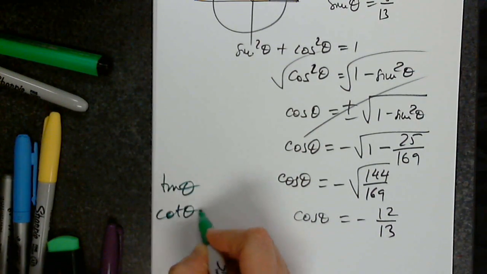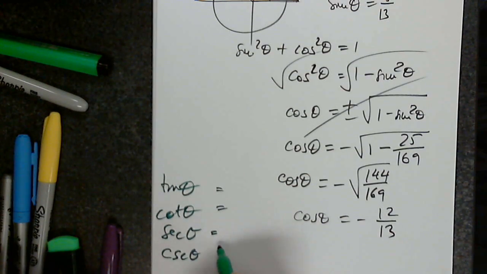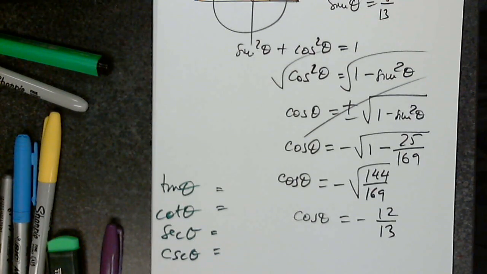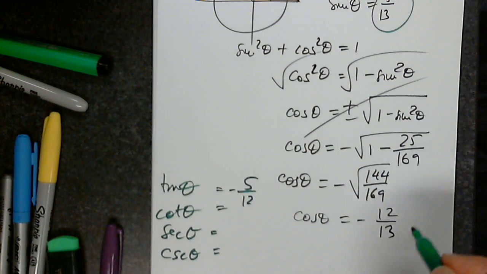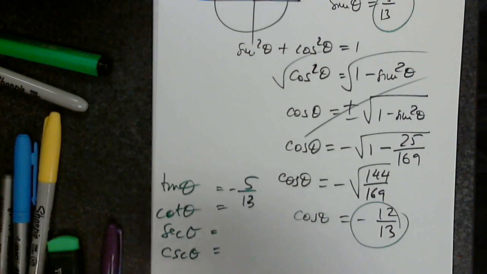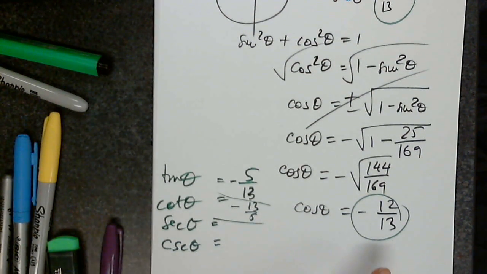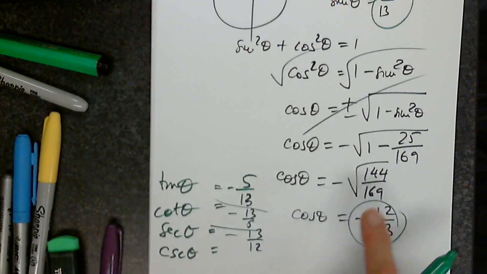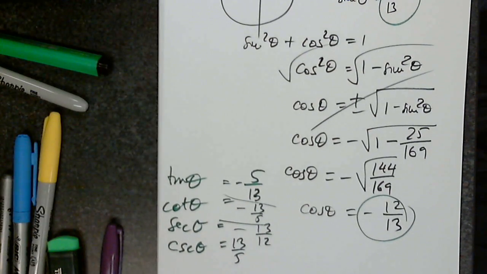Tangent, cotangent, secant, cosecant. Tangent. Five over 12, but minus. Yes. Negative 5/12. This over this is negative 5 over 12. Cotangent, I don't have to think. It's not 12 over 13, I'm sorry. Negative 13 over 5. Good. Secant. Cosecant. I hope you agree that this is easier than graphing rational functions with asymptotes and domain.